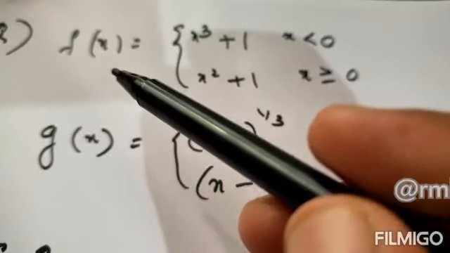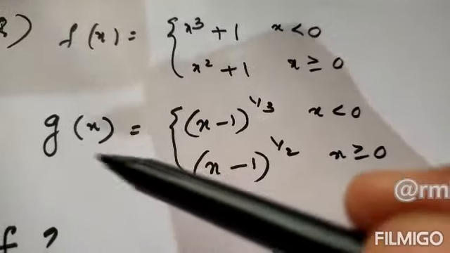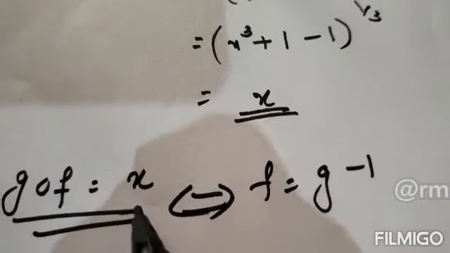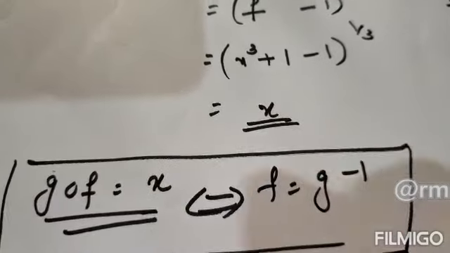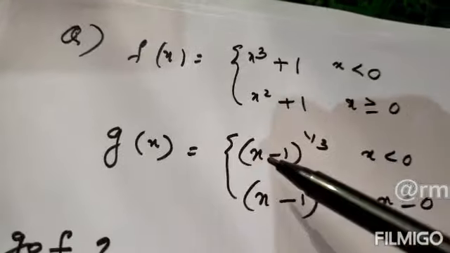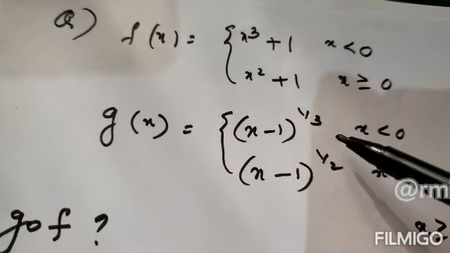Another concept is this: f is inverse of g. If f is inverse of g, then g composition f is identity x. f is inverse of g if and only if g composition f is x, that is the short result. The inverse of x cube plus 1 is (x minus 1) whole raised to 1 by 3.